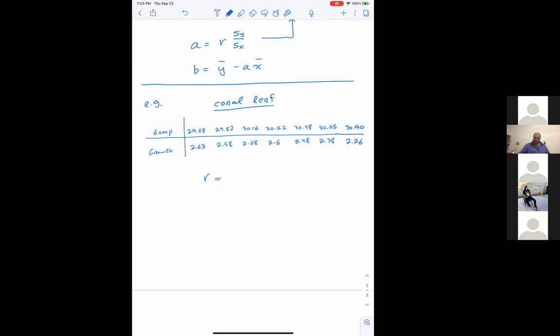It's negative 0.864. And what's your A? Negative 0.303. And what's your B? 11.692. Okay, so what is your best fit line? Quite often you'll see it with a little hat on top to indicate the best fit line. What's your best fit line here? It would be negative 0.303x plus 11.692.